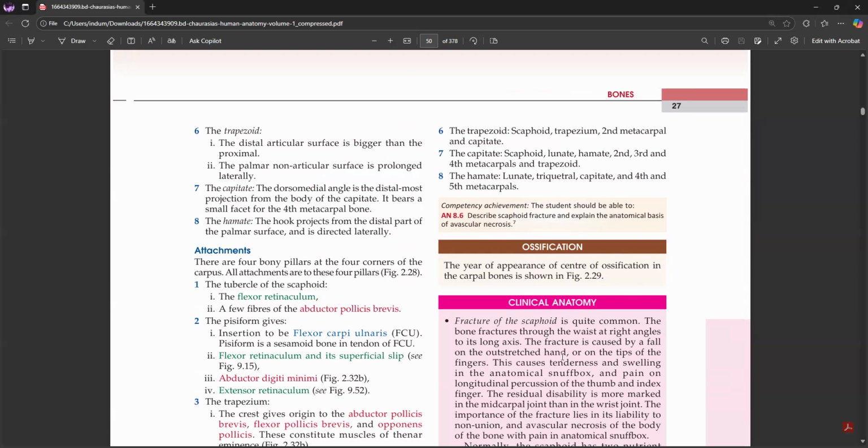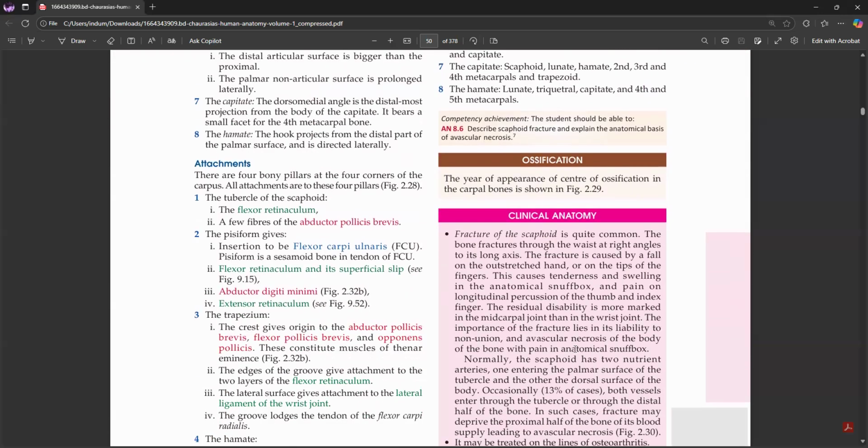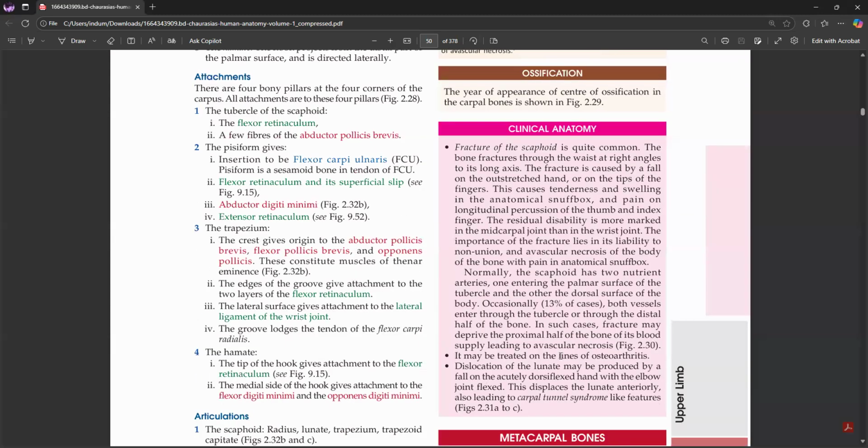Scaphoid, lunate, hamate, second, third, and fourth metacarpals, and trapezoid. The hamate: lunate, triquetral, capitate, and fourth and fifth metacarpals. Ossifications: the year of appearance of center of ossification in the carpal bones is shown in figure 2.29.